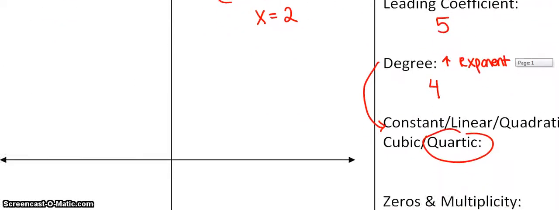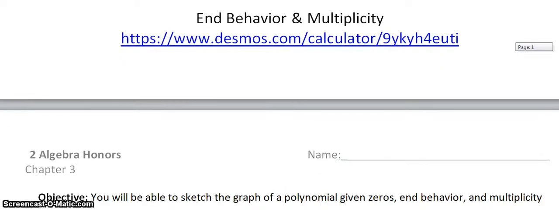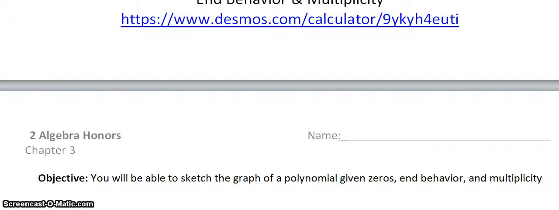Now, we can plot these and go ahead and sketch a graph, but we don't really know what this function looks like. So this is where our second objective comes into play today. We're going to talk about what's called end behavior and multiplicity. So by the end of this video, you will be able to sketch the graph of a polynomial, given the zeros, the end behavior, and the multiplicity.